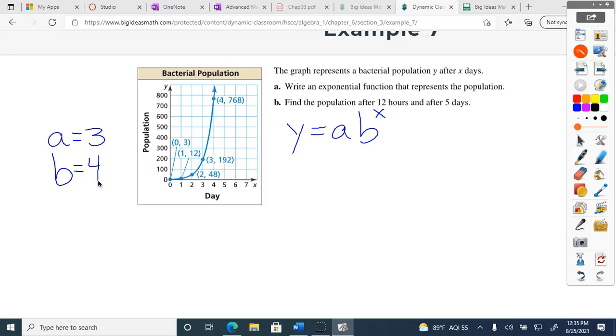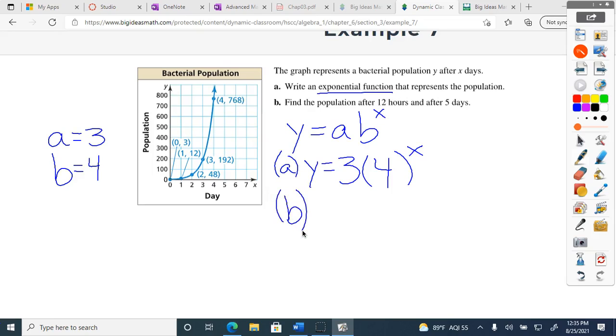So for part A, my equation is y equals, what was a? 3 times 4 to what power? It's a letter. x. 4 to the x power. That is my exponential function that represents that population. Everybody with me? Okay. Before we move on, I got a from whatever that initial amount is, and I got b from figuring out what they are multiplying by to get the next numbers.